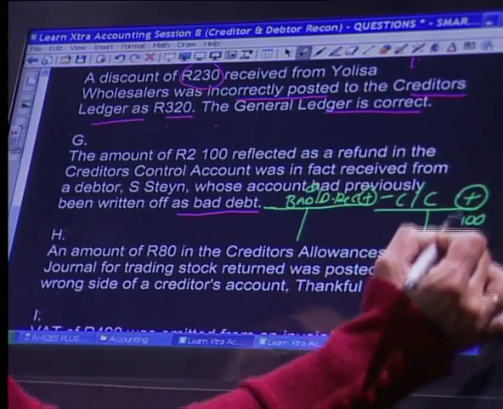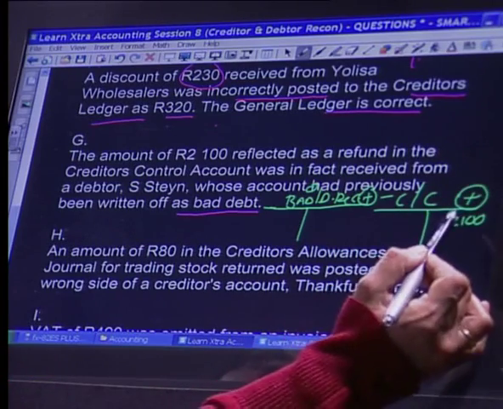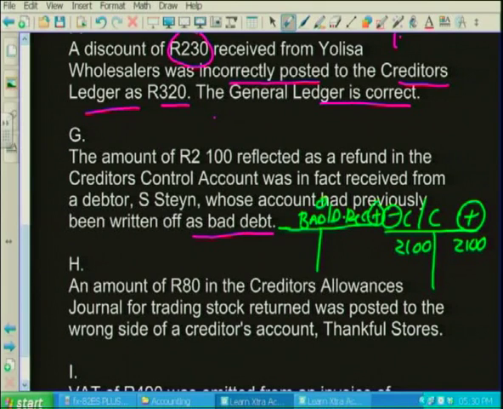So we know where the error is. We're not concerned about the bad debts recovered, but we're concerned about your creditors control. We increased our creditors control with 2,100. How are we going to fix this? Okay, we're not allowed to tip-ex the 2,100. We're now going to decrease creditors control with the 2,100. Does it affect any individual creditor? No, it doesn't. We've got 4 creditors and their names don't appear here at all. So it doesn't affect your creditors list. It only affects your control account.